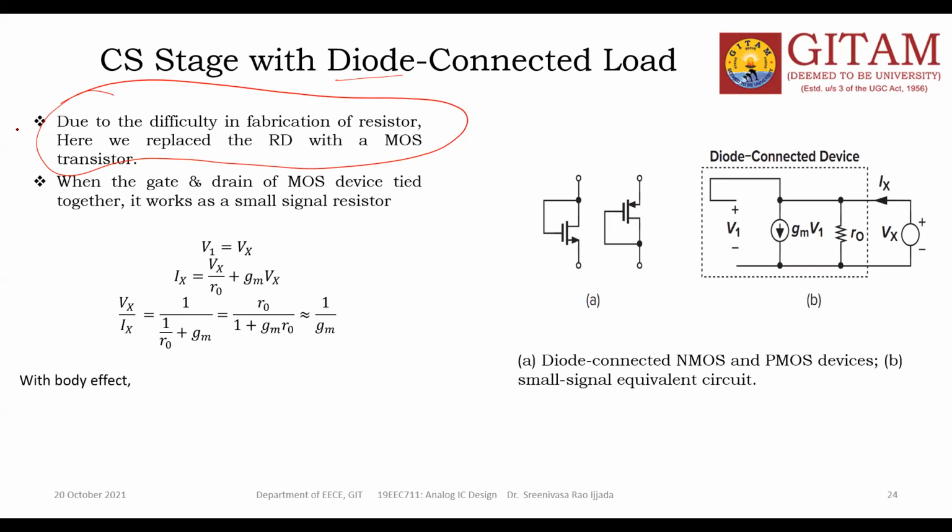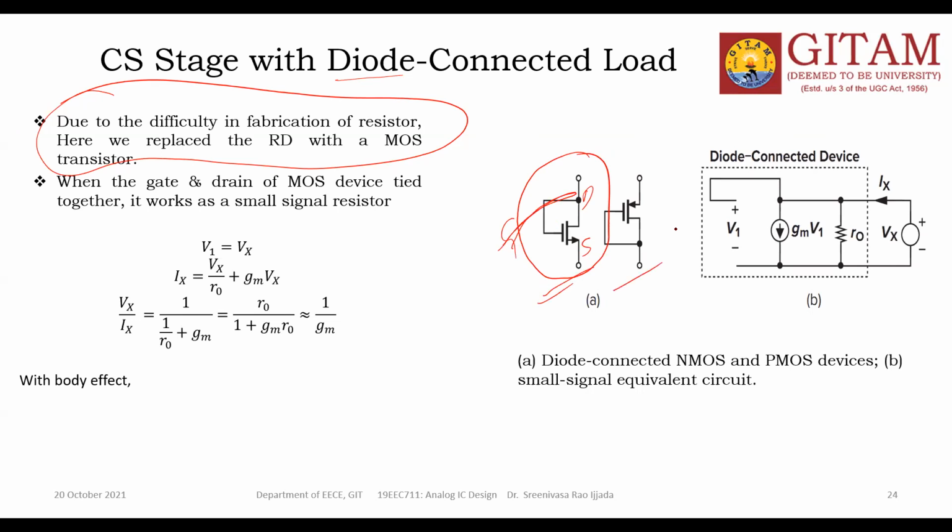It acts as a small signal resistor. It can act as a diode and resistor, now just as a resistor. So this is my NMOS device: source, drain, gate. Now gate and drain are joined. Now this can act as a resistor.